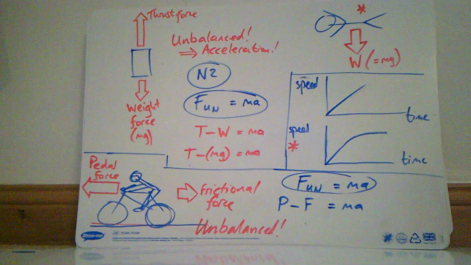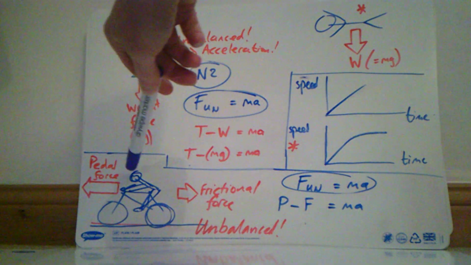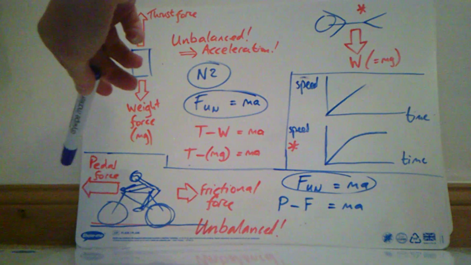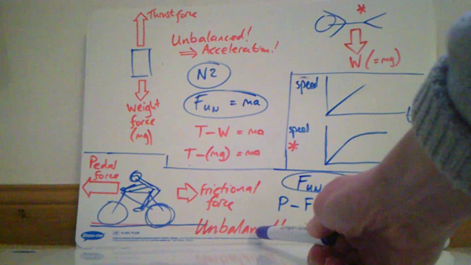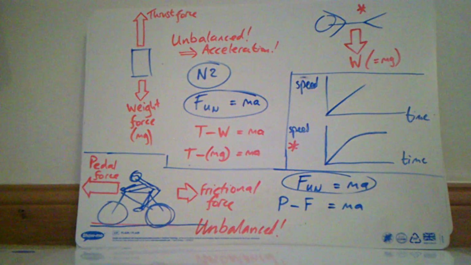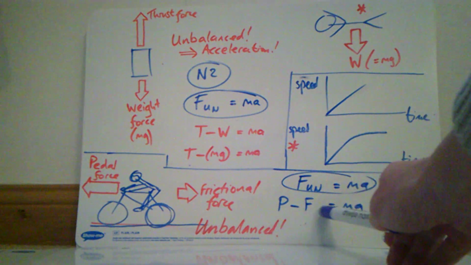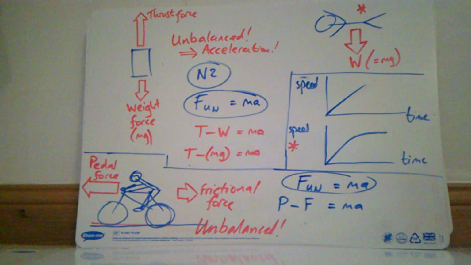Obviously accelerations can happen horizontally as well. So here's somebody where the pedaling force on the bike going forward is much bigger than the frictional force going backwards. This is an unbalanced force situation, so you can use Fun equals ma. So the pedaling force minus the frictional force is mass times the acceleration.